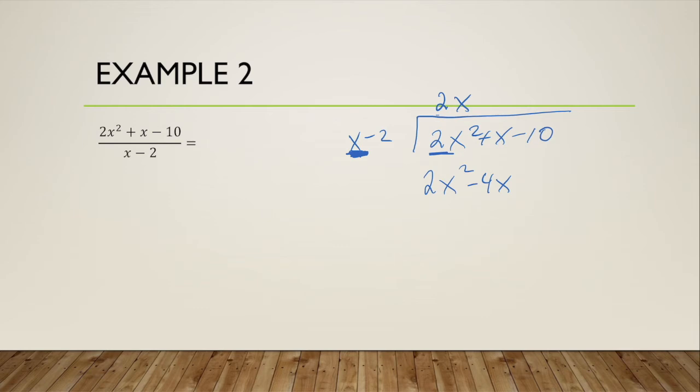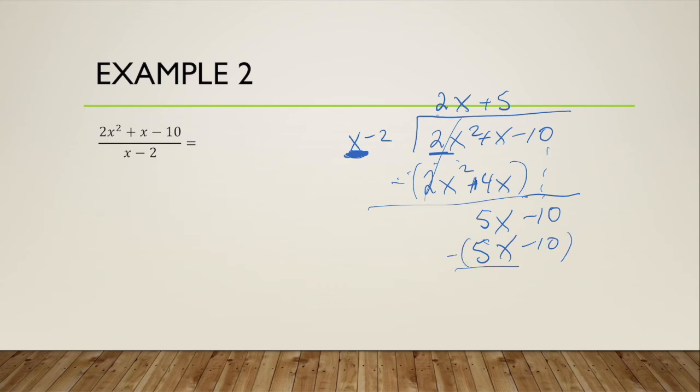I go ahead and subtract. My first terms cancel. Two negatives make a positive. x plus 4x is 5x. And I pull down my next term. Okay, what do I multiply x by to make it look like 5x? Well, that's going to be 5. 5 times x is 5x. 5 times negative 2 is negative 10. When I subtract these, everything's going to cancel. Oh, so that means it divides evenly.